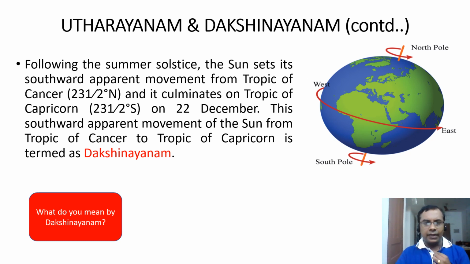Now we can learn about Dakshinayanam. Following the summer solstice, the sun starts its southward apparent movement from the Tropic of Cancer and it culminates on the Tropic of Capricorn, that is, on 22nd of December. This southward apparent movement of the sun from the Tropic of Cancer to the Tropic of Capricorn is known as Dakshinayanam.